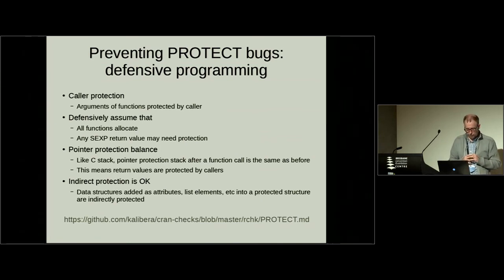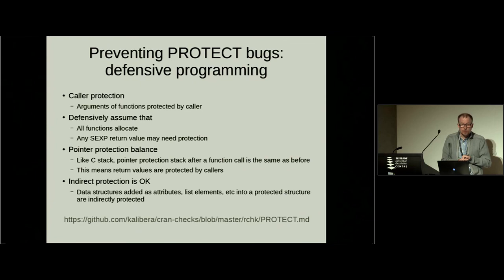I said already some of that, right? So caller protection, this is used everywhere in R. Arguments of functions have to be protected by the caller. The callee can depend on that the arguments are protected. We should defensively assume that all functions allocate.